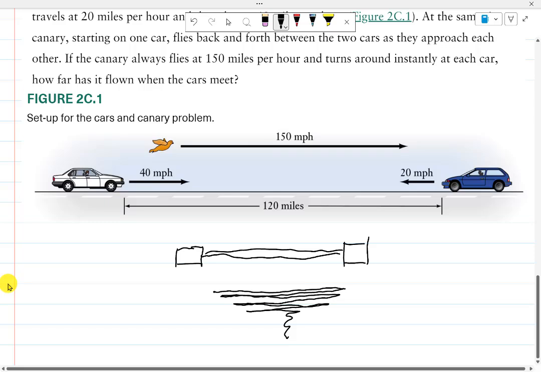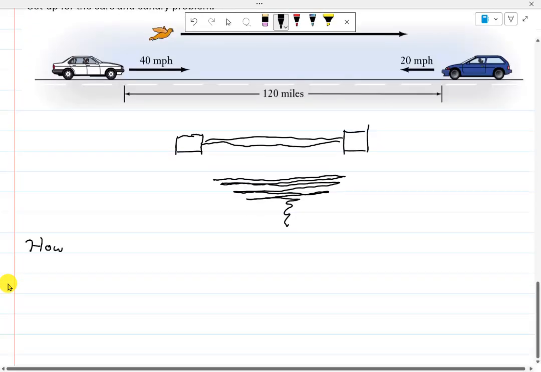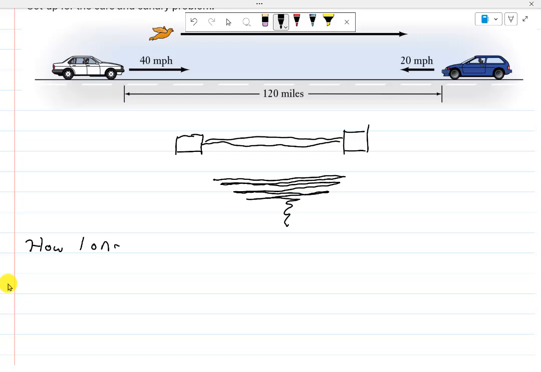So adding up all of those lengths is going to be horrible. In fact, you would have to start doing rate times time and all that kind of stuff, and it would be kind of clumsy, I think. So instead, I'm going to concentrate on the cars themselves. How long until the cars meet?